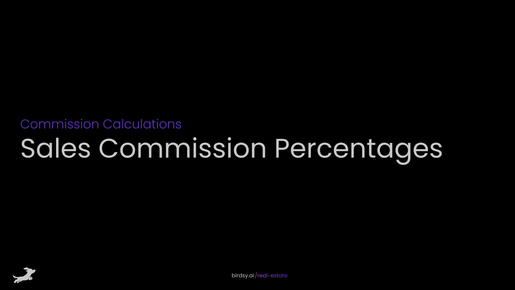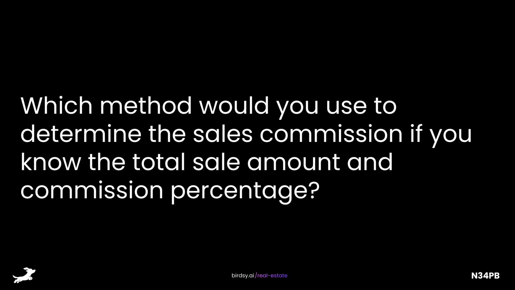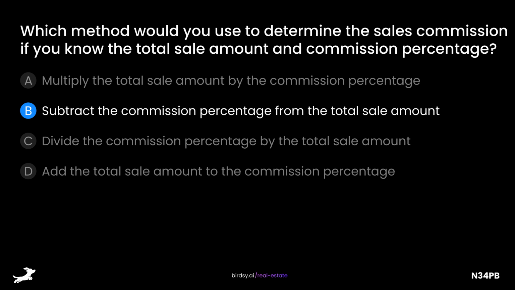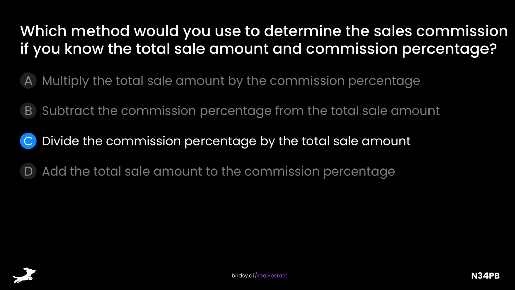Let's work on some commission calculations. Sales commission percentages. Which method would you use to determine the sales commission if you know the total sale amount and commission percentage? Is it A, multiply the total sale amount by the commission percentage, B, subtract the commission percentage from the total sale amount, C, divide the commission percentage by the total sale amount, or D, add the total sale amount to the commission percentage?